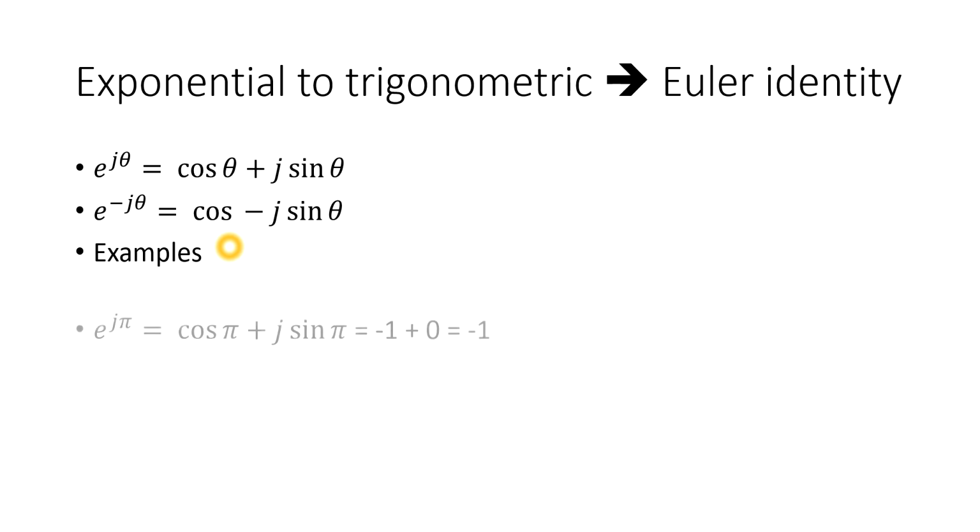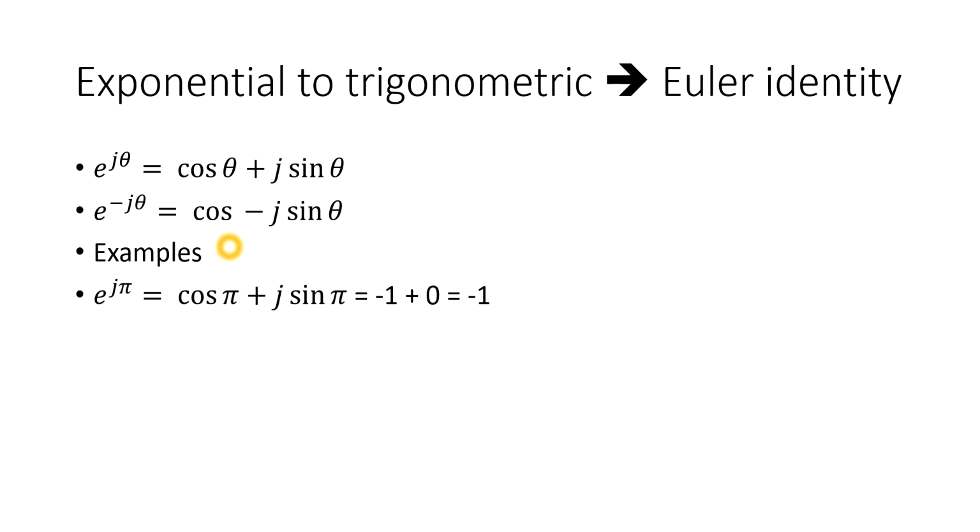So let's take an example. If we have e to the power j pi, we know that pi is 180 degrees. It can be converted using the Euler identity on the top: cos of pi plus j sine of pi. What's cos of pi? We learned it in the first table. Cos of pi is -1. Sine of pi is 0. You need to go back to the table of the common angles of sine and cosine. So if you add, you will get -1. So e to the power j pi is -1.